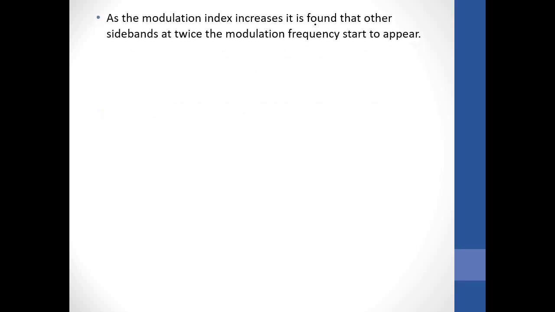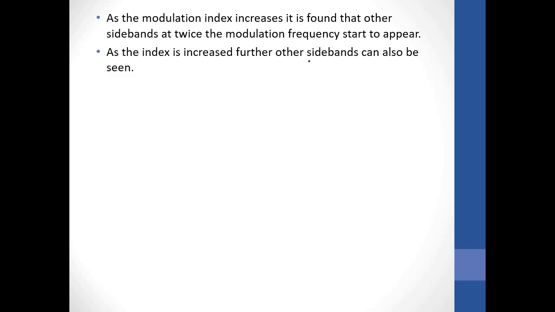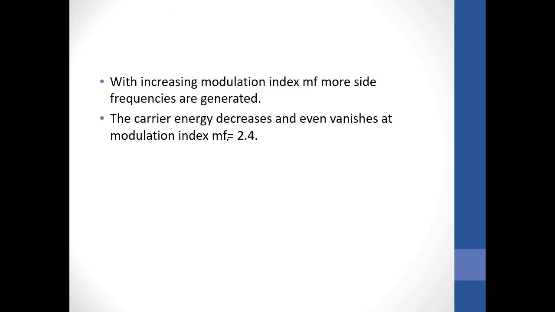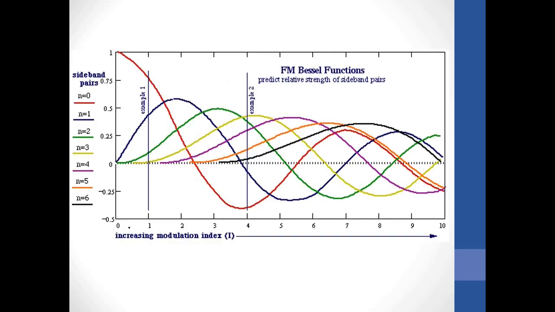As the modulation index increases, it is found that other sidebands at twice the modulating frequency start to appear. As the index increases further, other sidebands can also be seen. So let's take M equal to 0.5. At M equal to 0.5, let's go back to our Bessel function.